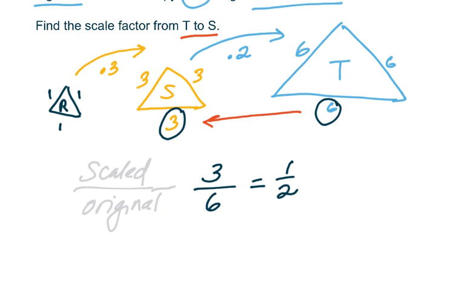1/2 makes sense to me because looking at the triangles, we were expecting a shrinking scale factor, and shrinking scale factors are between 0 and 1. So 1/2 is between 0 and 1. And I know it should be shrinking because triangle T is larger than triangle S. So I know that 1/2 is a reasonable answer.